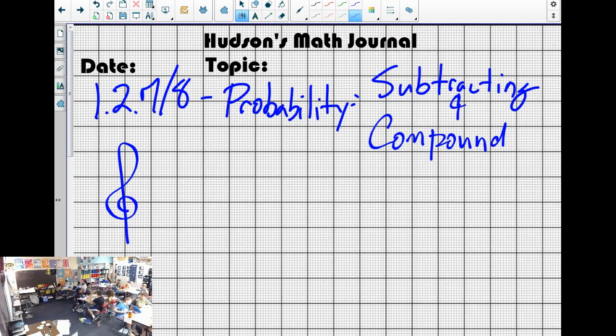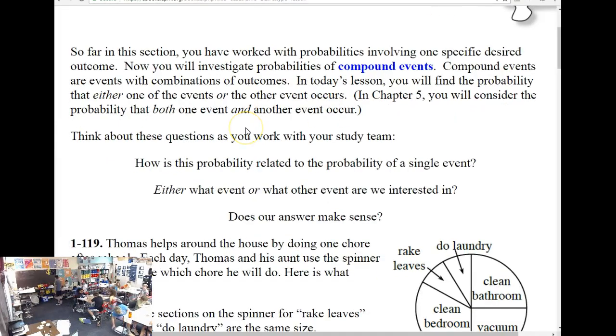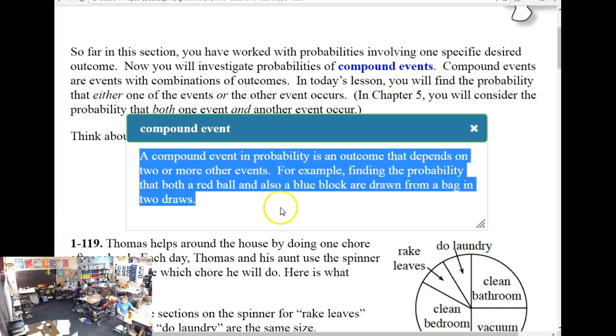So I'm going to read just because we've got to go a little quickly today. I'll move this down on this screen so you guys can see it. So far in this section, we've worked with probabilities involving one specific desired outcome. So now we're going to investigate the probabilities of compound events. Remember, if it's blue, you can click on it. Compound events: a compound event is the probability of an outcome that depends on two or more other events. For example, finding the probability that both a red ball and a blue block are drawn from a bag in two different draws.